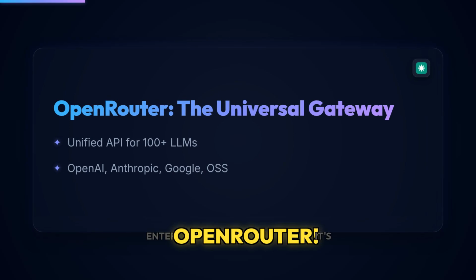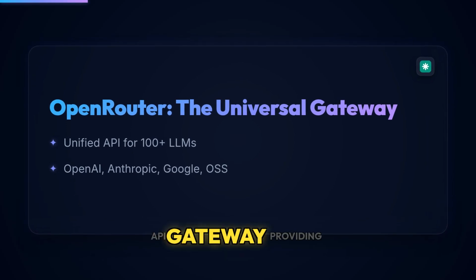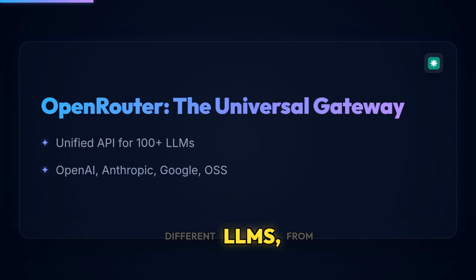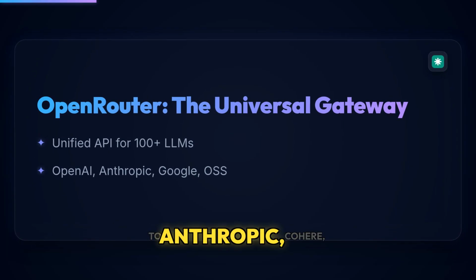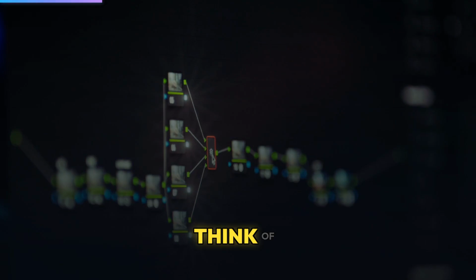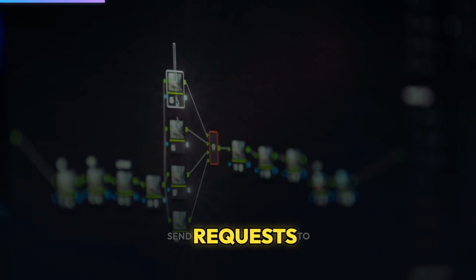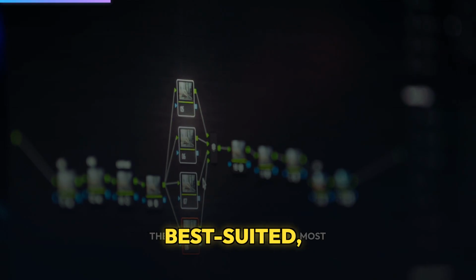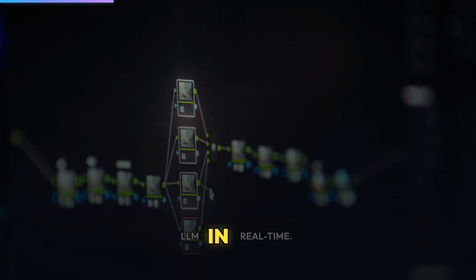Enter OpenRouter. It's a universal API gateway providing a unified interface to over 100 different LLMs, from OpenAI to Anthropic, Cohere, Google, and many open-source models. Think of it as a smart proxy. You send requests to OpenRouter, and it intelligently routes them to the best-suited, most cost-effective LLM in real time.